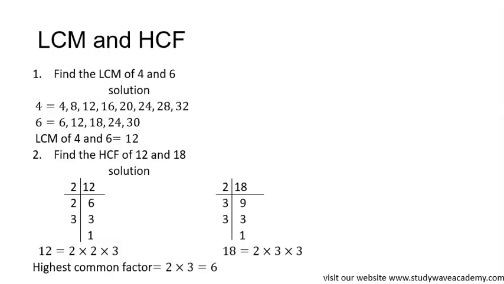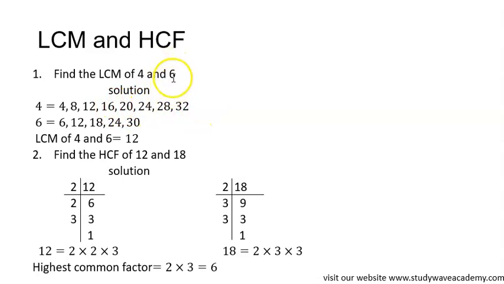Now we are going to be looking at LCM and HCF. What do we mean by LCM? LCM is the lowest common multiple, which is the smallest multiple that 2 or more numbers share. Let's say we want to find the lowest common multiple of 4 and 6. For the multiples of 4, we keep adding 4. So 4 plus 4 is 8, 8 plus 4 is 12, 12 plus 4 is 16, and it keeps on going.